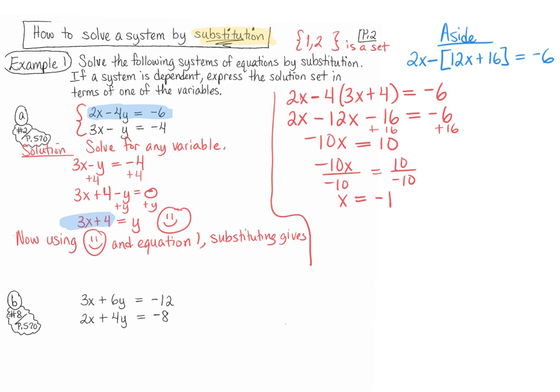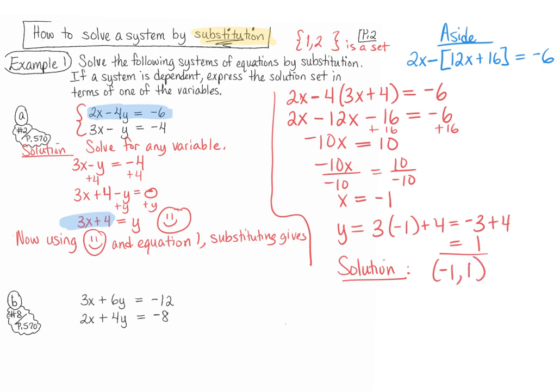Y is equal to 3x plus 4, so we know x equals -1, so y is equal to 3 times what? -1 plus 4, which is equal to? -3 plus 4, which is, as you said, 1. So our solution here is -1, 1. You got it. That's the solution to your system. And notice it's the point -1, 1.